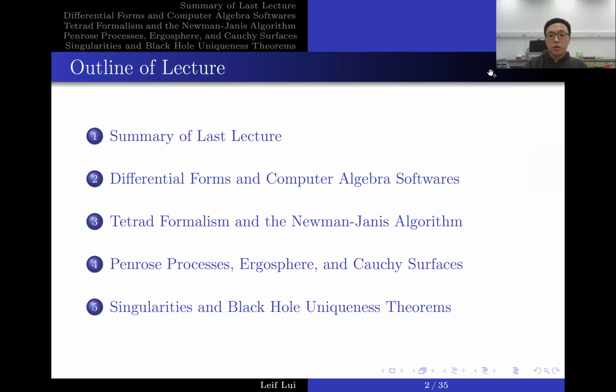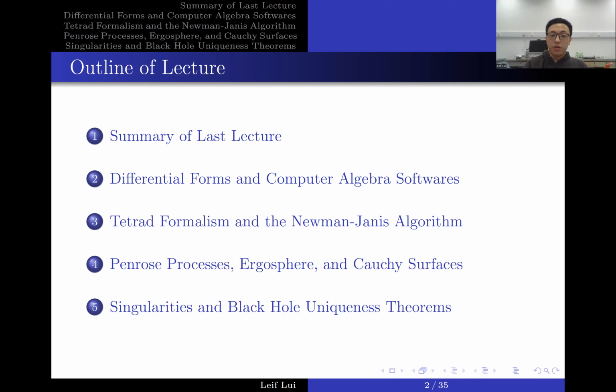The outline of this lecture is as follows. As always, I will summarize what we did in the last lecture. Then I will talk about how we derive the Kerr-Newman metric using standard methods like differential forms, and how to use computer algebra systems to compute the Ricci tensors. But I will show you why this is relatively difficult, and we don't do this nowadays because it's quite tricky to do, and even for computers, it will take quite a long time.